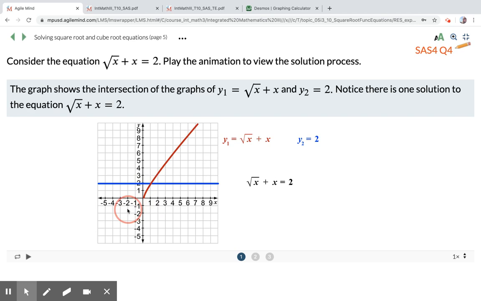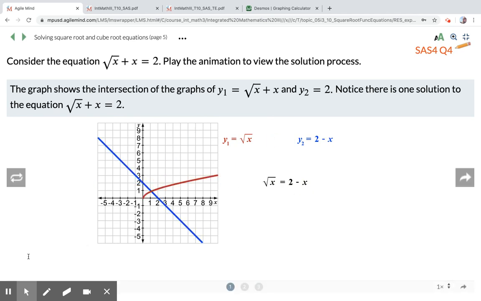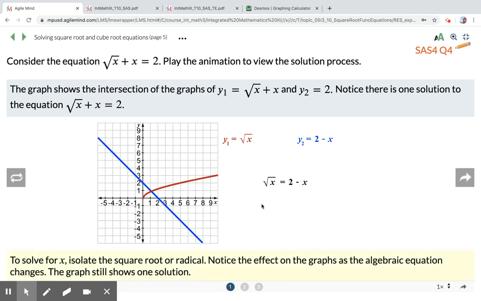However, I can manipulate this a bit. I'm going to go ahead and subtract x on both sides. Boom. Which means I actually end up with a square root of x equals 2 minus x. And I can graph y equals root x, that's this guy in red right here, and I can graph y equals 2 minus x, and that's this guy right here. And again, I can see they hit in exactly one spot at x equals 1. I'm still getting x equals 1 as my solution.